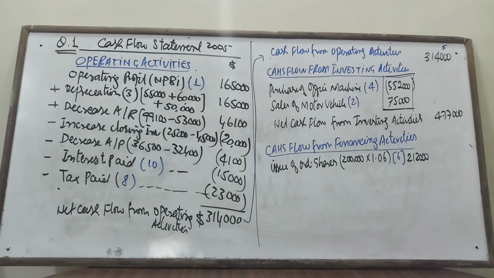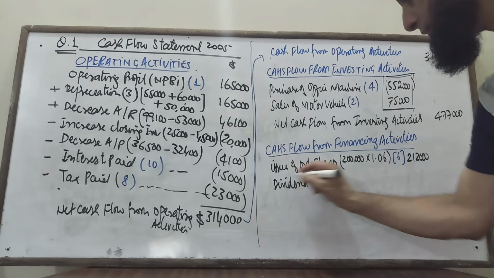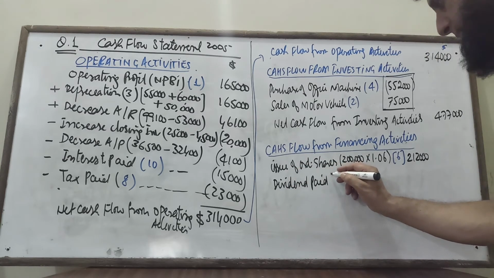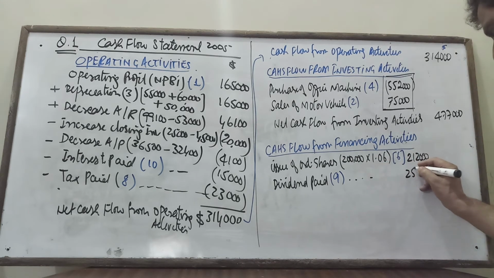212,000 cash inflow. When a company issues ordinary shares or preference shares, there will always be a cash inflow, right? So 212,000 cash inflow, which is coming from point number 6. And if we look at point number 9, payment of dividend paid. Dividend paid during the year is $25,000. When a company pays a dividend, this will be a cash outflow.